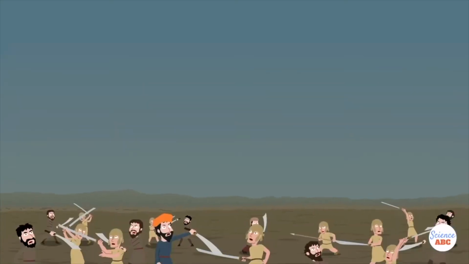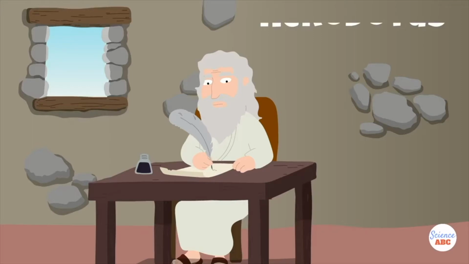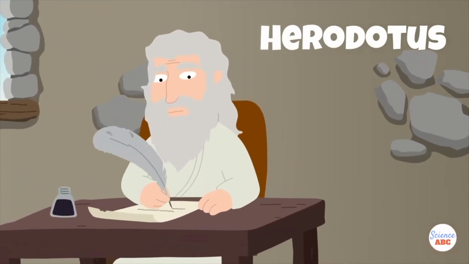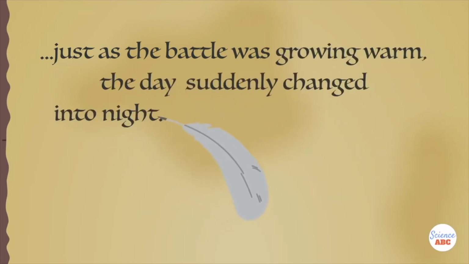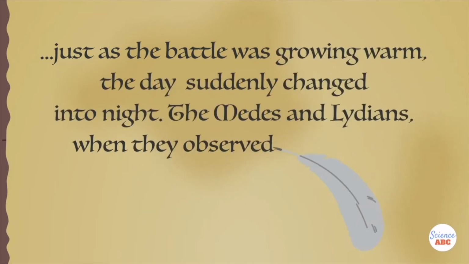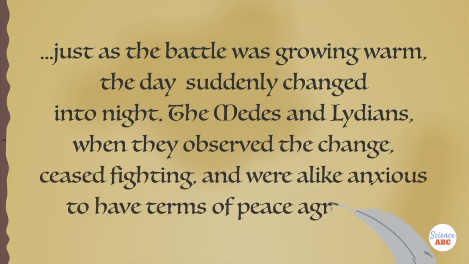This was interpreted by both sides as divine intervention to halt the ongoing war. Herodotus, an ancient Greek historian, writes in one of his works, "Just as the battle was growing warm, the day suddenly changed into night. The Medes and Lydians, when they observed the change, ceased fighting and were alike anxious to have terms of peace agreed on."